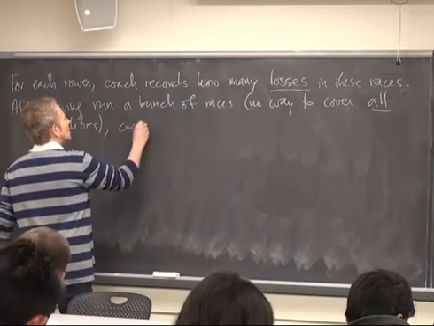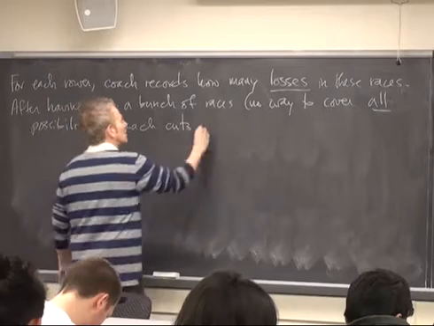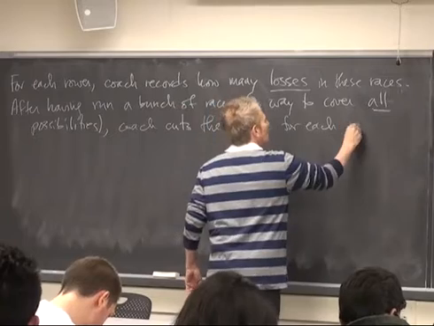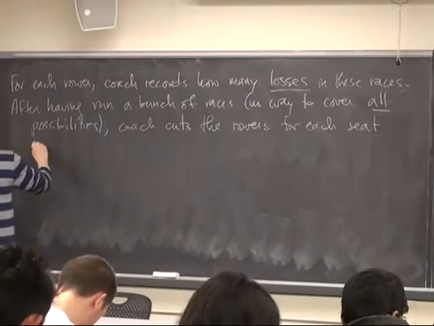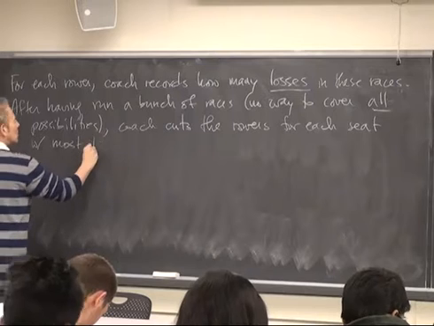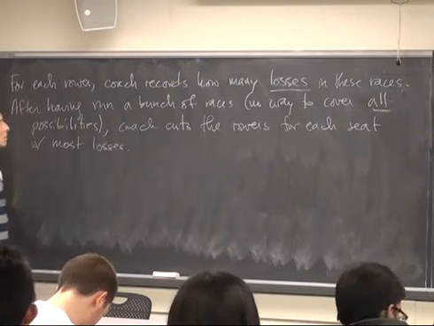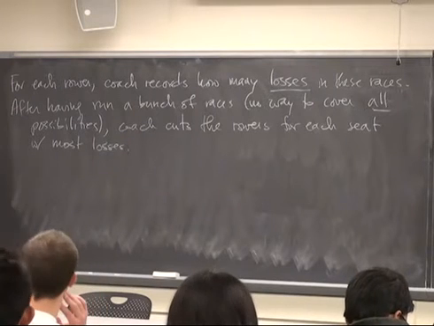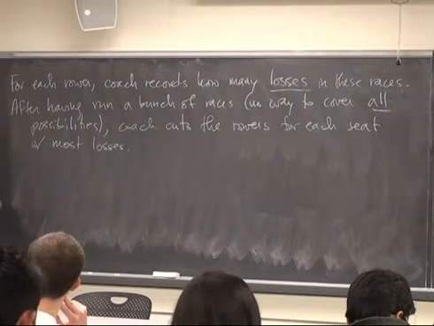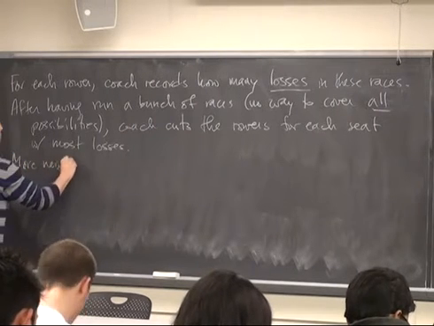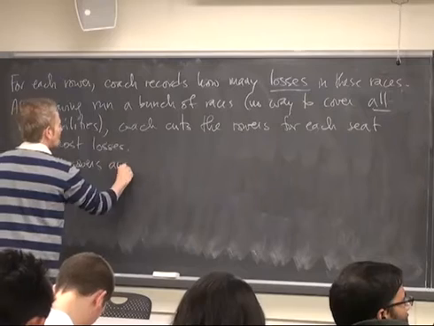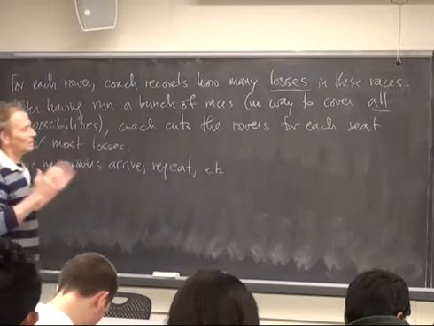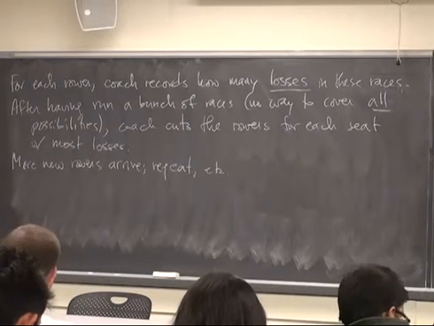So the coach cuts the rowers for each seat with the most losses. And then he's back to the size team he wants. And then some more rowers come in, and he goes through this again. So more new rowers arrive. Repeat, etc. Okay, so what's going on here? What's the analogy all about?